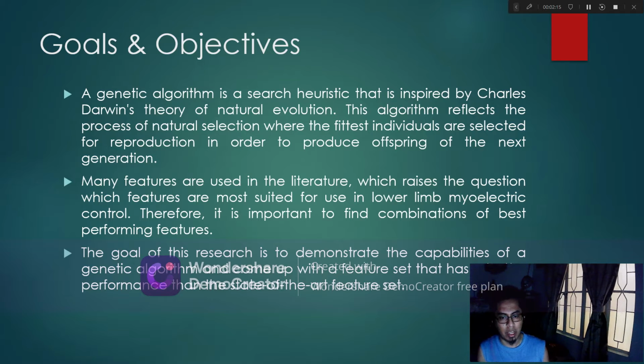Therefore, it is important to find the combinations of best performing features. So, like I said, it is about finding what are the best components or what are the best features in the samples that you have. So, the goal of this research is to demonstrate the capabilities of a genetic algorithm and come up with a feature set that has a better performance than the state of the art feature set.